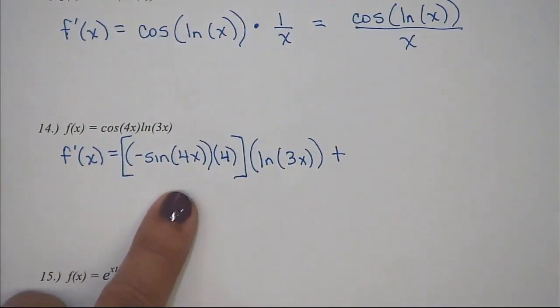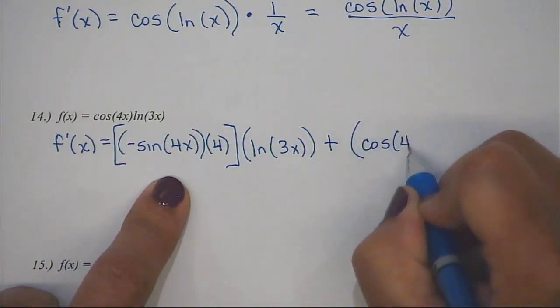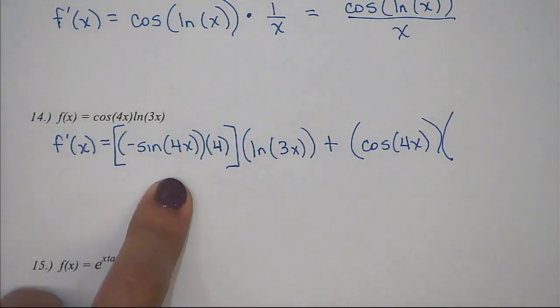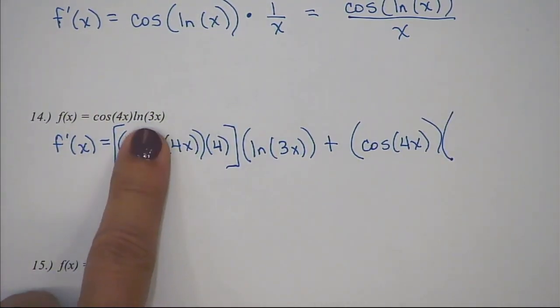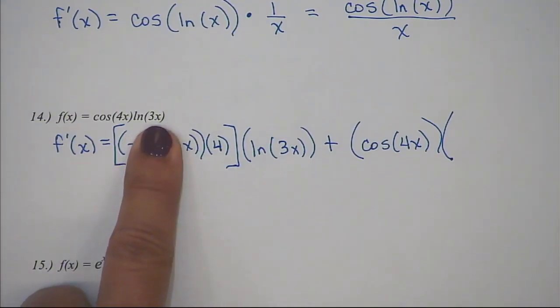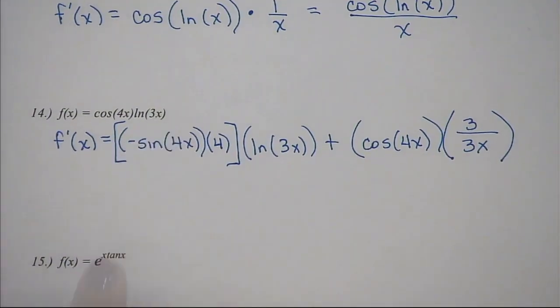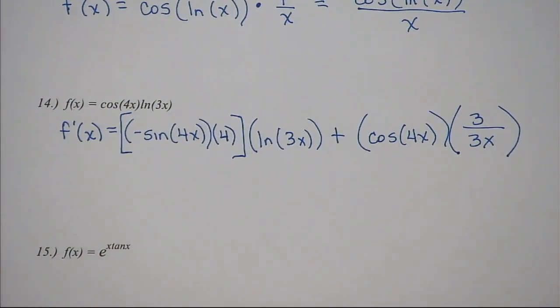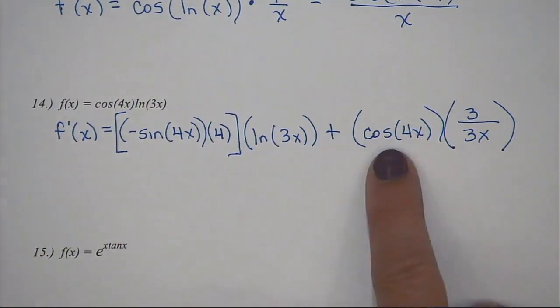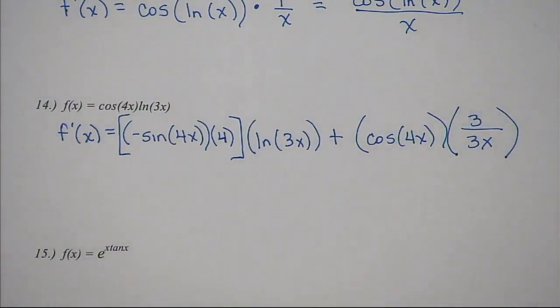plus the first, leave it alone, cosine of 4x. And now we need the derivative of the natural log function. Okay, so the derivative of a natural log: derivative goes on top and the function goes on the bottom. So the derivative is 3, function is 3x. Now I'm fine with you leaving it like that. However, if this was cleaned up, you would have cosine of 4x just over x, right? Because those 3's are going to cancel out. But that's okay to leave it like that for me. But if it was multiple choice, you'd probably cancel those 3's out.